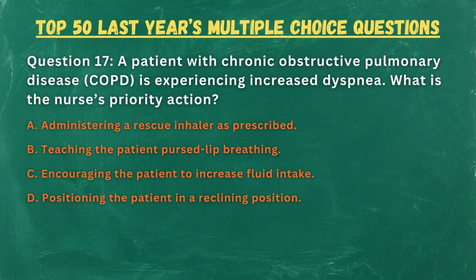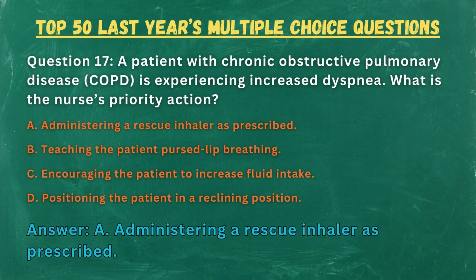Question 17. A patient with chronic obstructive pulmonary disease, COPD, is experiencing increased dyspnea. What is the nurse's priority action? A. Administering a rescue inhaler as prescribed. B. Teaching the patient pursed lip breathing. C. Encouraging the patient to increase fluid intake. D. Positioning the patient in a reclining position. Answer: A. Administering a rescue inhaler as prescribed.